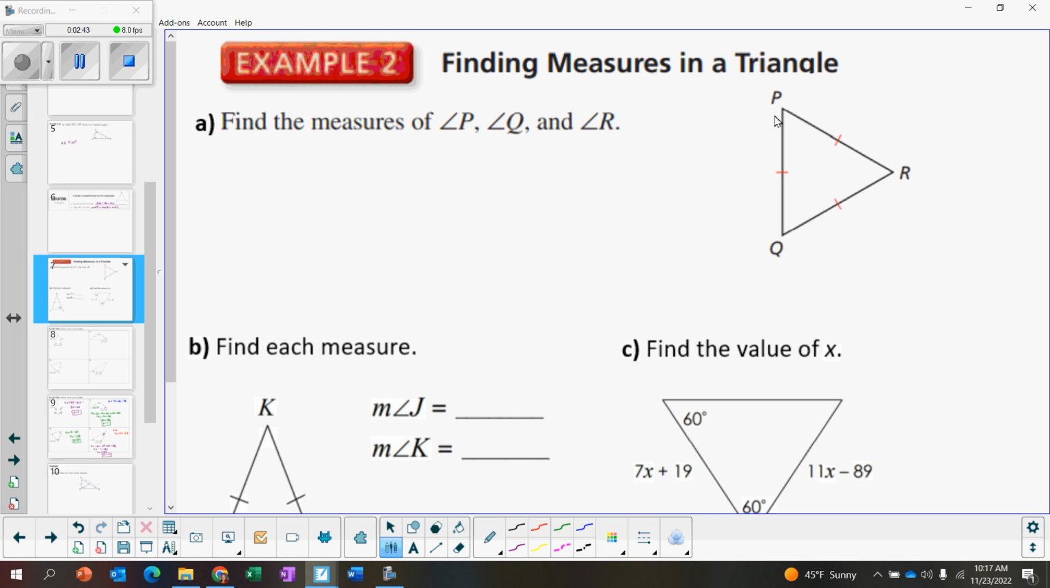All right, so let's look at the first one here. We are shown that these three sides are all congruent, making it equilateral, which means it's also equiangular. So each angle has to be congruent. So if I did 180 divided by 3, we get 60 for each. The measure of angle P, measure of angle Q, and the measure of angle R each equal 60 degrees.